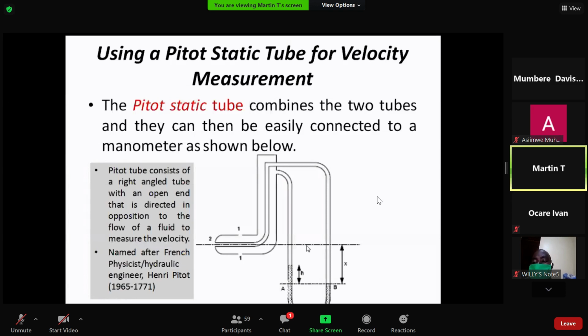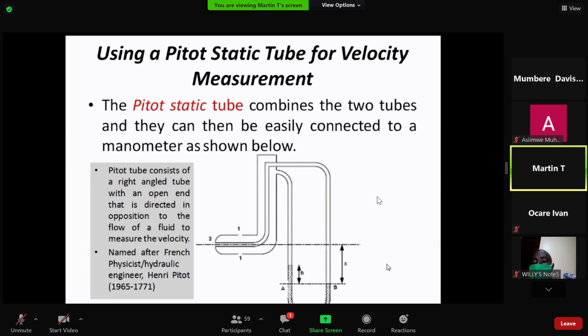Plus what else? The height difference, X minus H. Yes. You see at point 2, if you take that center line at point 2, where it crosses above point A, inside point 2, that is still the same fluid. Even inside point 1, we still have the same fluid up to this point.